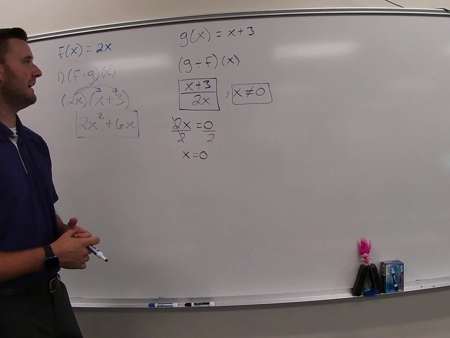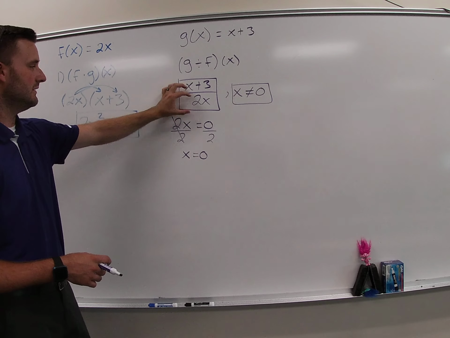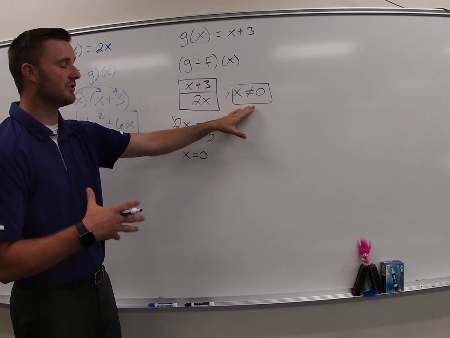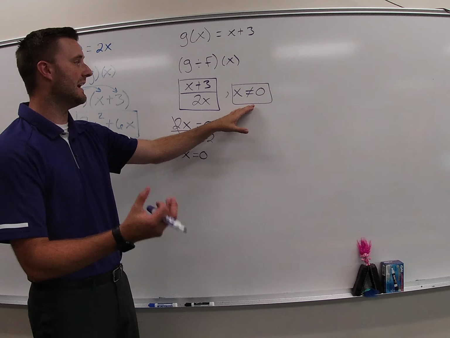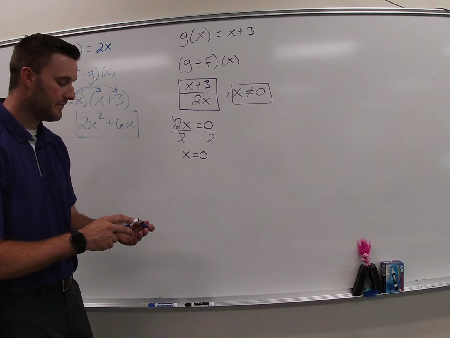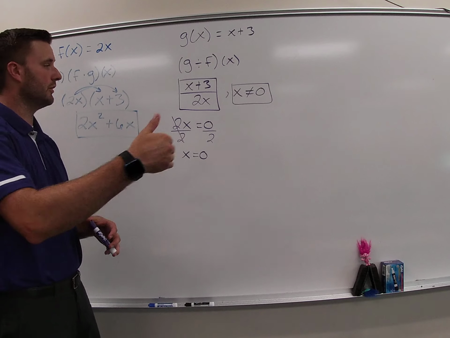So g divided by f of x is going to be x plus 3 divided by 2x. Nothing can simplify. However, we need to realize that we have a restriction in the domain, a restriction in the x values. x cannot be equal to 0. What that does graphically is it gives us what's called an asymptote. That's something that we'll learn later.